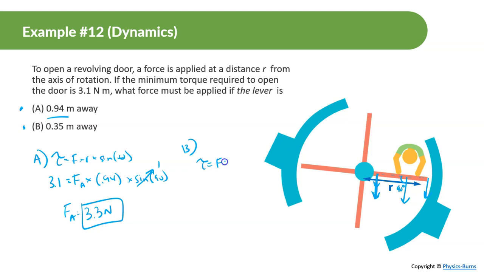Torque is equal to force times radius times sine of theta. Force of B is what we're looking for. Torque is 3.1. The radius is 0.35. And sine of 90 is just 1. So force of B is equal to 3.1 divided by 0.35, and we get 8.86 newtons.